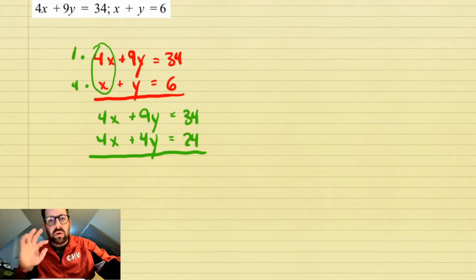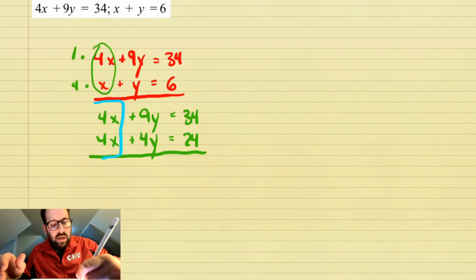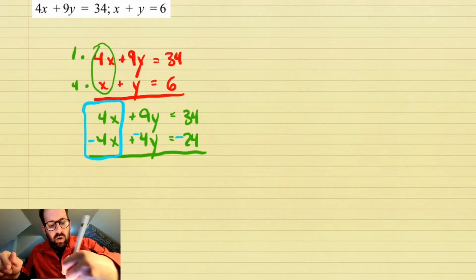Now, you only have to do this if they're not opposites. I want to make the variable I picked, my x's, so again, this is the letter I picked. I want to make them opposites. They're the same number, but opposites. So one's positive, one's negative. So I'm going to make the second row negatives.